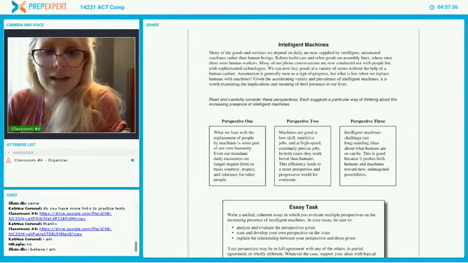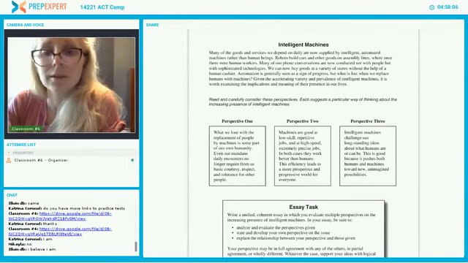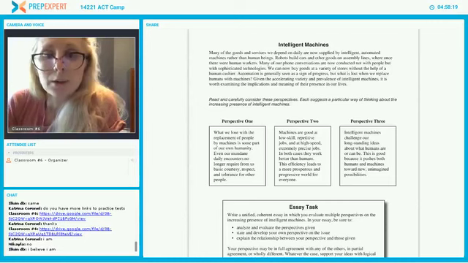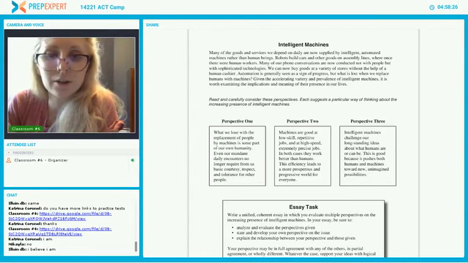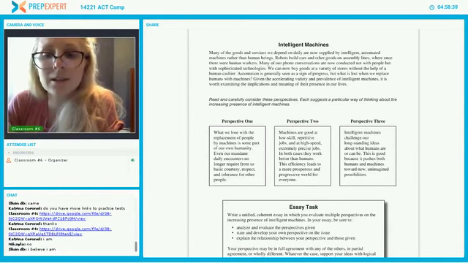So, we're going to read and carefully consider these three perspectives. Each suggests a particular way of thinking about the increasing presence of intelligent machines. Perspective one. What we lose with the replacement of people by machines is some part of our own humanity. Even our mundane daily encounters no longer require from us basic courtesy, respect, and tolerance for other people. Perspective two. Machines are good at low-skill, repetitive jobs and at high-speed, extremely precise jobs. In both cases, they work better than humans. This efficiency leads to a more prosperous and progressive world for everyone. Perspective three. Intelligent machines challenge our long-standing ideas about what humans are or can be. This is good because it pushes both humans and machines towards new, unimagined possibilities.